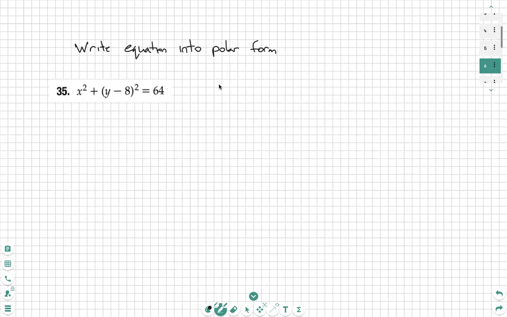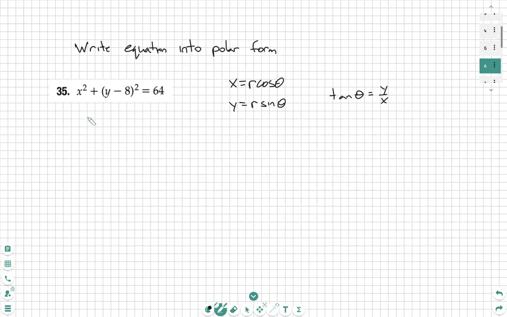So the first thing we have to recognize is that x is equal to r cosine of theta, y is equal to r sine of theta, and that the tangent of theta is equal to y over x. This one probably won't come up in this equation, but it is good to know for further ones.